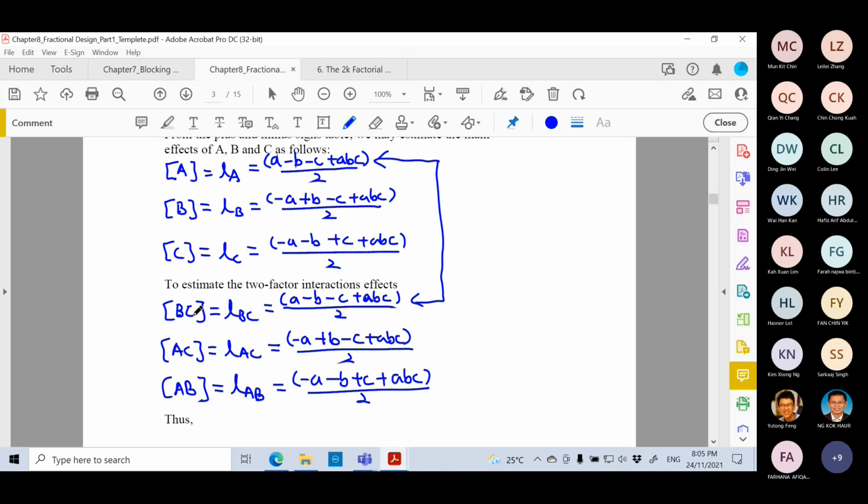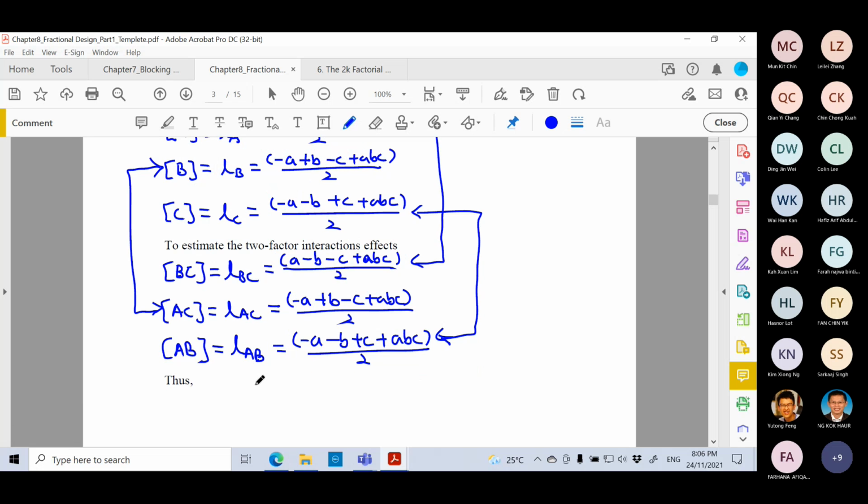Okay, after that, you see the B and the AC, minus A plus B minus C plus ABC over 2. So these two will be similar. Okay, you can see that these two are similar. The last one will be here. If you observe that, you can see that the calculation of the effect for the C is similar to the effect of the AB. Okay, so this one will lead to the following notation.